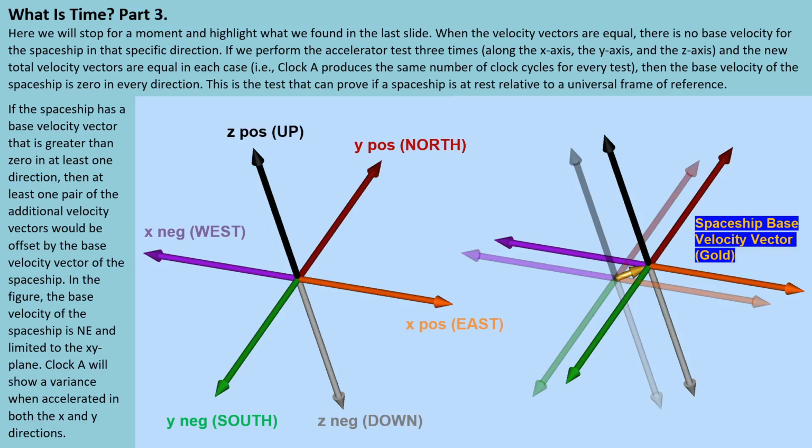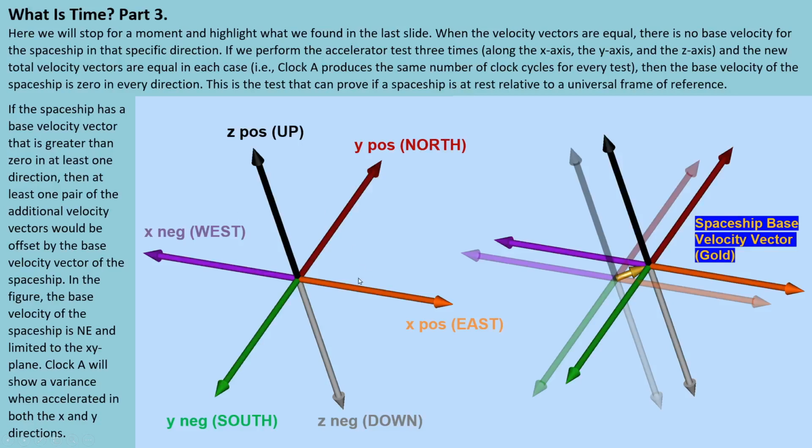If the spaceship has a base velocity vector that is greater than 0 in at least one direction, then at least one pair of the additional velocity vectors would be offset by the base velocity vector of the spaceship. In the figure, the base velocity of the spaceship is northeast and limited to the xy plane. Clock A will show a variance when accelerated in both the x and y directions.